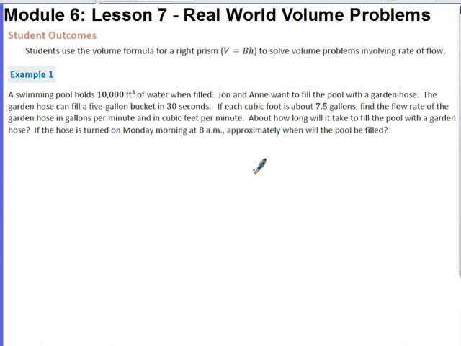So let's take a look at example 1. A swimming pool holds 10,000 cubic feet of water when filled. And I'm just going to highlight as I go along. Let's highlight some important information. John and Ann want to fill the pool with a garden hose. The garden hose can fill a 5-gallon bucket in 30 seconds. If each cubic foot is about 7.5 gallons, find the flow rate of the garden hose in gallons per minute and cubic feet per minute.